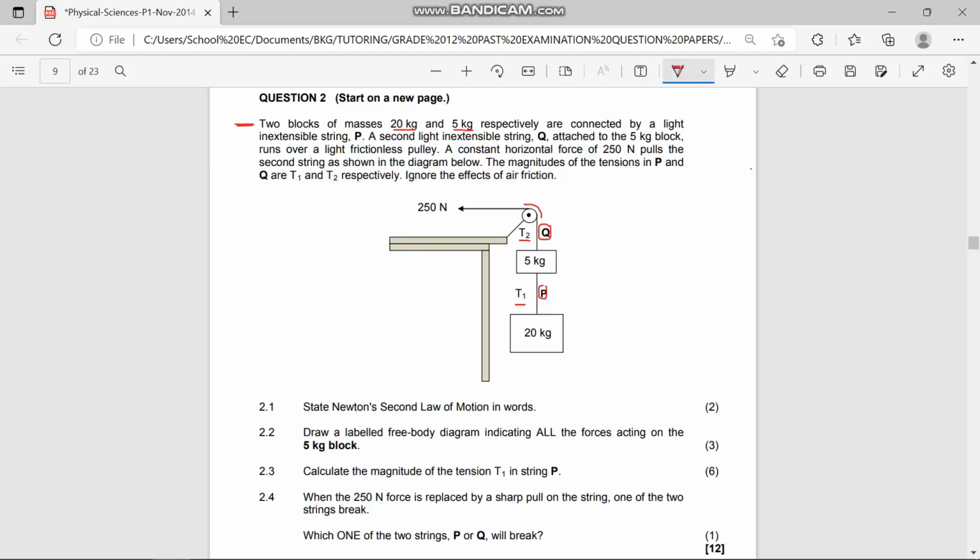Let's jump to the very first question. It says: state Newton's second law of motion in words. Guys, mind you, Newton's second law of motion is going to be asked each and every time in your exams. You must know your Newton's first law, second law and third law as well. So here we have to state Newton's second law of motion in words.